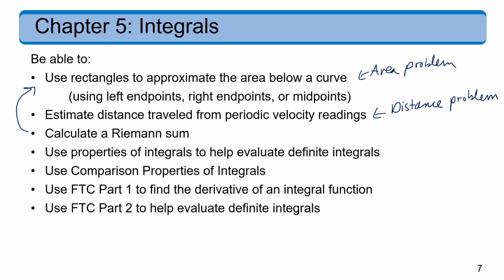Also, if you're integrating from a to a, from one number to the same number, the value of that integral will always be 0. And also, what happens if you switch the order of the limits of integration? If you integrate from b to a, that's the negative of the integral from a to b. Those are some of the properties.